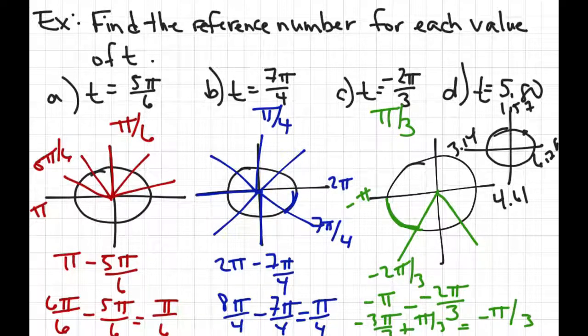Well, if you know that 2 pi is 6.28, where must 5.8 lie? Well, somewhere in here, right? How do you find the reference angle? 6.28 minus 5.8.